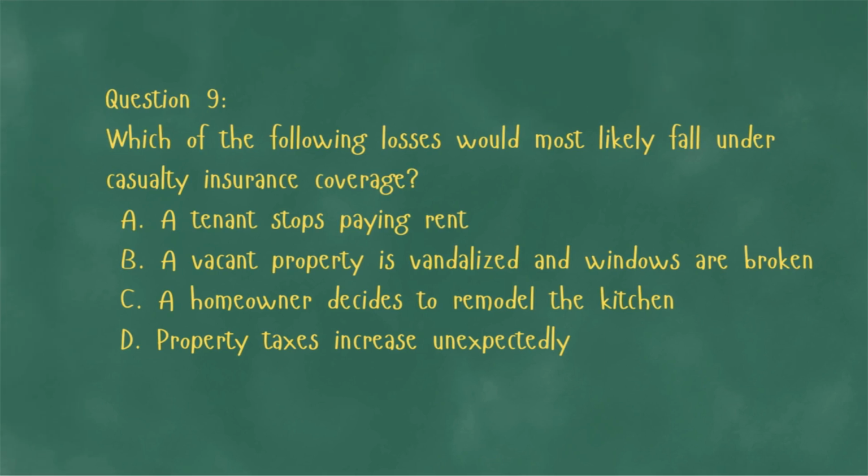Question number 9. Which of the following losses would most likely fall under casualty insurance coverage? A. A tenant stops paying rent. B. A vacant property is vandalized and windows are broken. C. A homeowner decides to remodel the kitchen. D. Property taxes increase unexpectedly. The answer is B. A vacant property is vandalized and windows are broken.